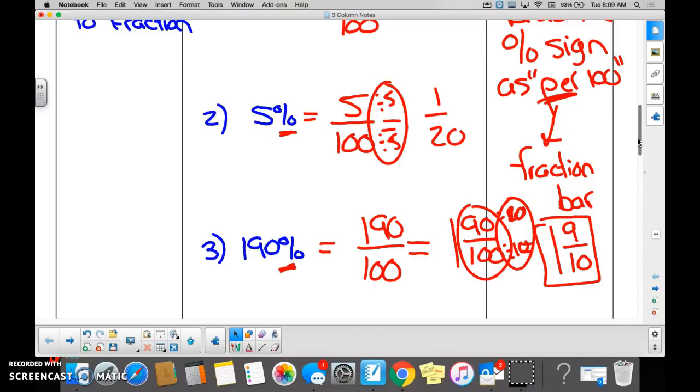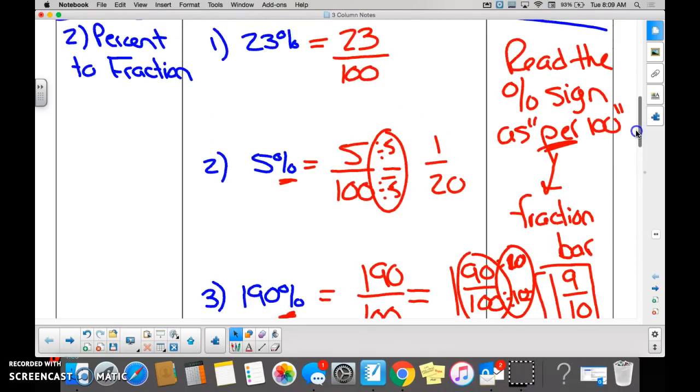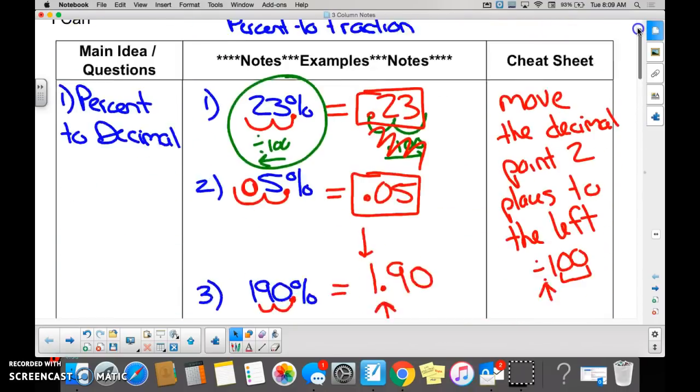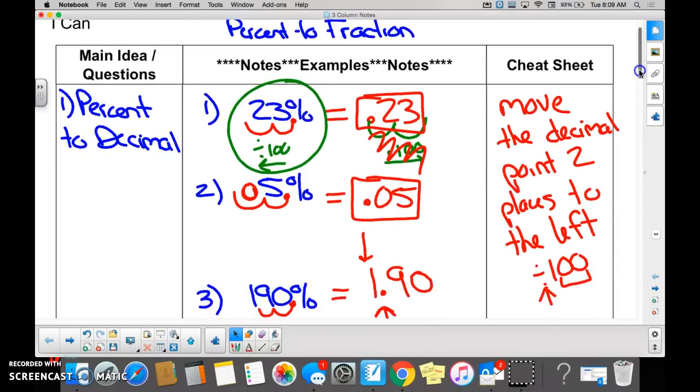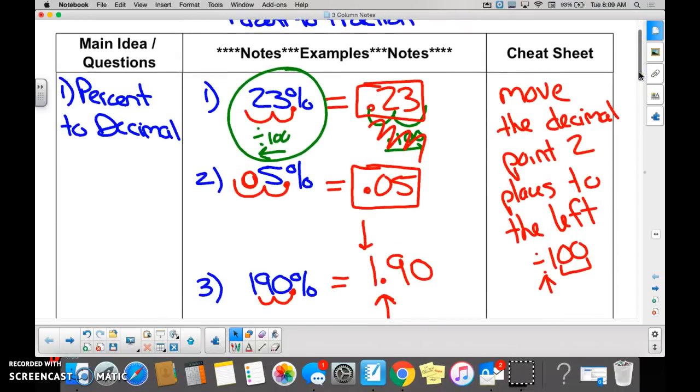So to review, quickly, to go from a percent to a fraction, you read the percent sign as per 100 and then simplify. And up top, to go from a percent to a decimal, you move the decimal point 2 places to the left, which is the exact same as dividing by 100.